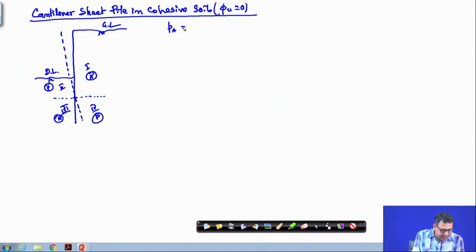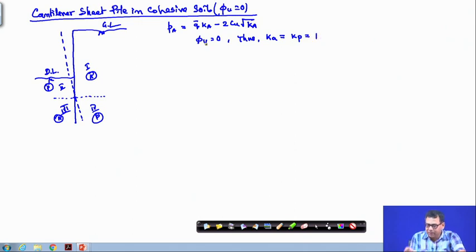You know that Pa expression is q bar Ka minus 2 Cu root Ka. Okay. So, this is the general expression for the c-phi soil. Now, here that phi u is equal to 0. So, thus your Ka is equal to Kp is equal to 1, okay, because your phi value is equal to 0. So, Kp, Ka is equal to 1 and the q bar is equal to effective vertical stress at any depth.